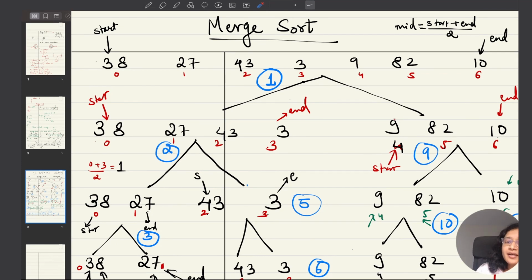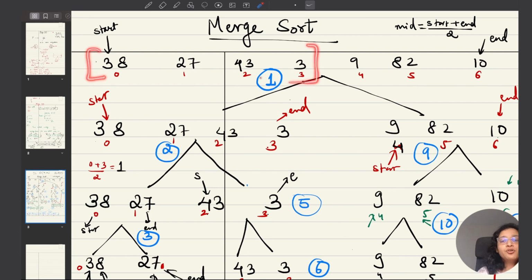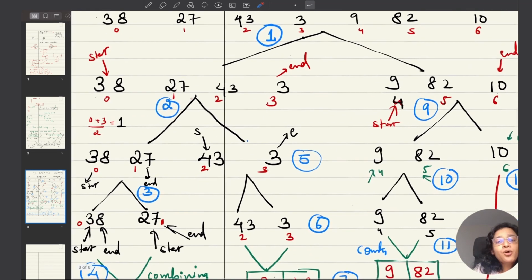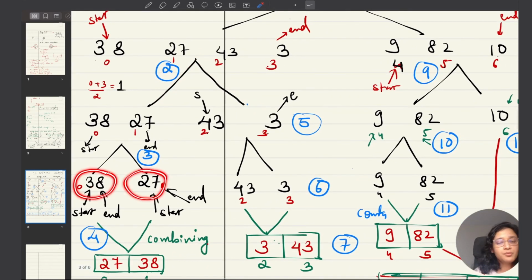I kept on dividing it into sub-problems. So in the first step, I divided into two sub-problems. I first said, let me first solve the problem of 0 to 3. Solving the sub-problem means here I have to sort this half of 0 to 3. To sort this 0 to 3, this itself is not a very small sub-problem, it's a bigger sub-problem. So I'm going to keep on dividing my sub-problem until I cannot further divide the sub-problems.